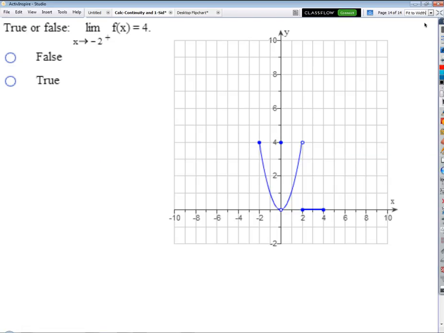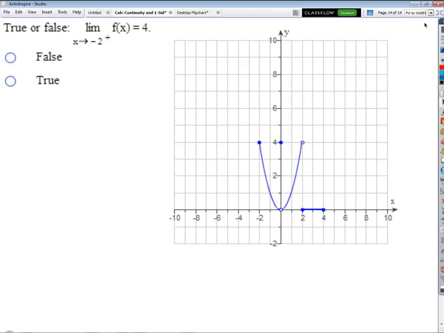Okay, so there's our function. True or false? The limit of f of x as x approaches -2 from the right is 4. Yeah, true. No, wait, that's on the left. No, -2 isn't even on there. Where is it? I'd say it's false. No, but it's coming from the right, so it's going to the left. It's true. Hunter seems very confident. Go explain.